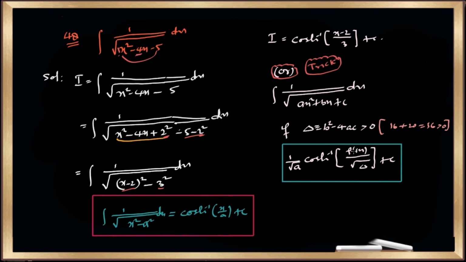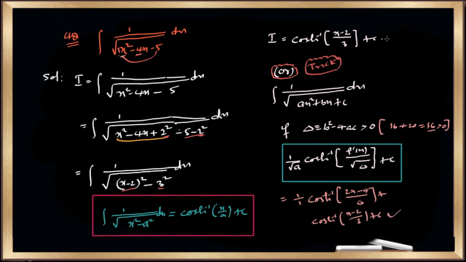f'(x) means the differentiation of the given quadratic expression. If you solve, 1 by a, what about a equals 1? So 1 by 1, root over 1 is also 1, cosh inverse of the differentiation of the quadratic expression. Differentiation of x square is 2x, differentiation of 4x is 4, divided by root delta. Delta is 36. If you apply root, it becomes 6. Now we can cancel 2. So the final answer is cosh inverse of (x minus 2) divided by 3 plus c.